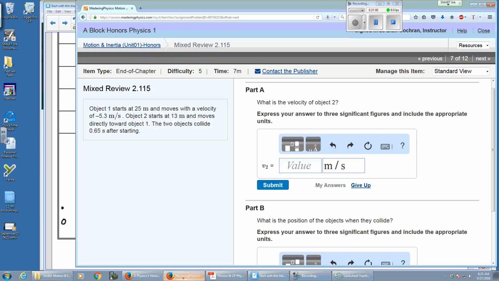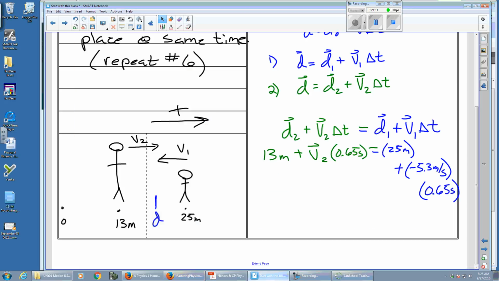In my problem, it says the objects collide 0.65 seconds after starting. I'm glad you asked it. It's a good thing. So now I'm going to solve this and find V2, right?